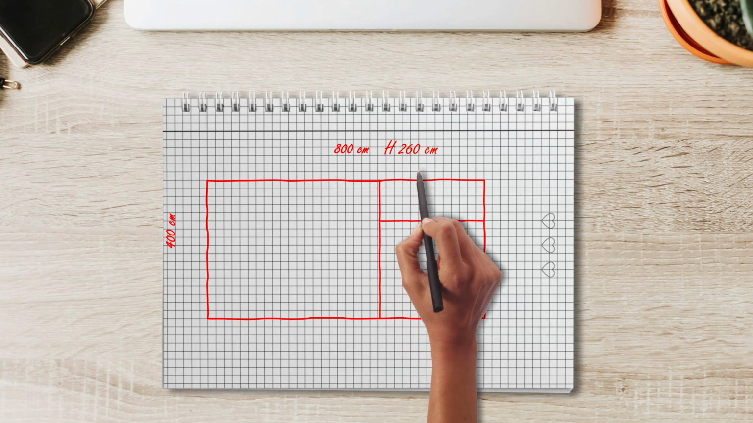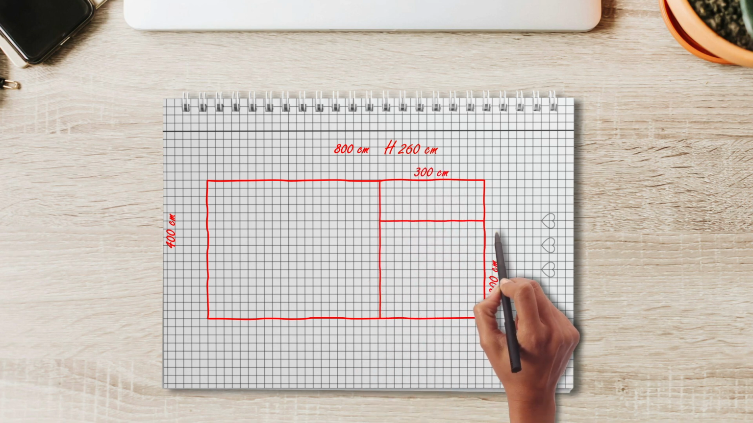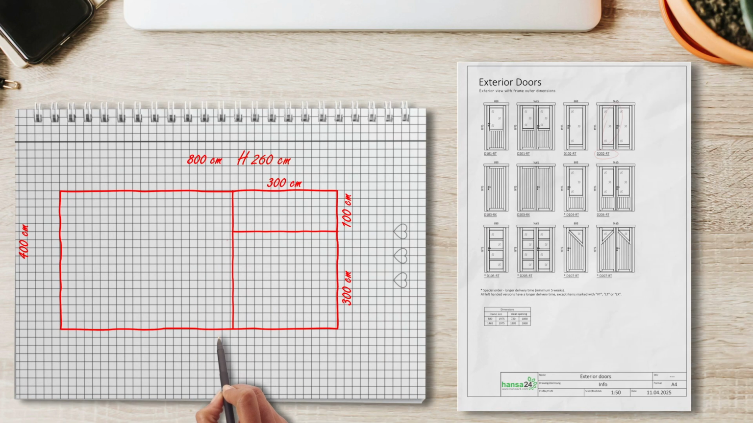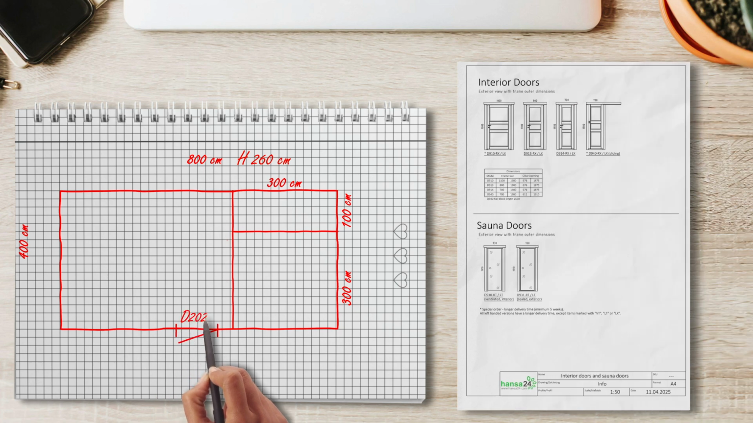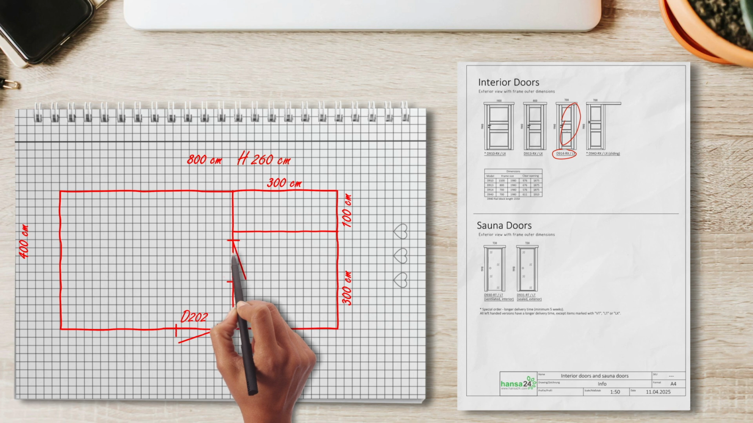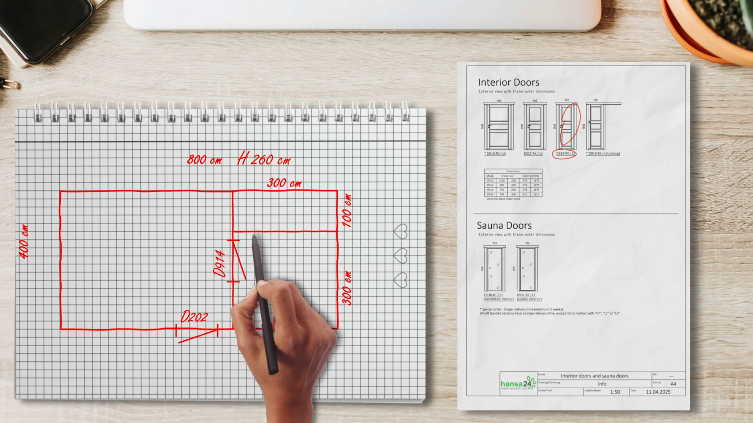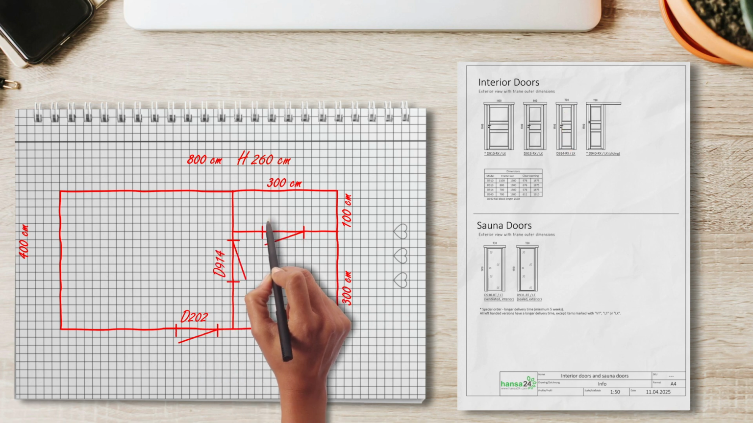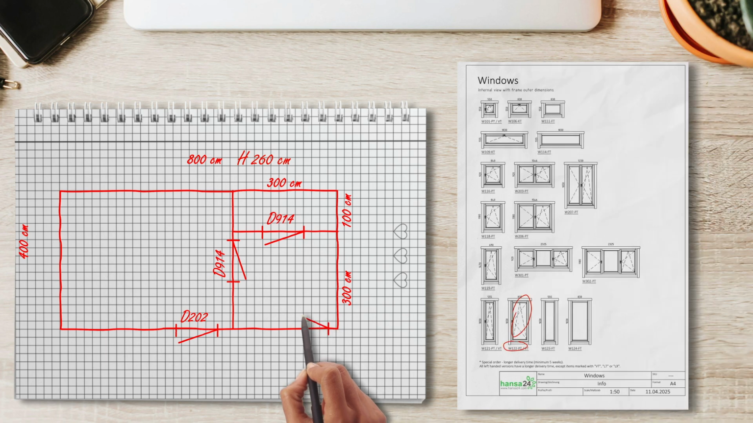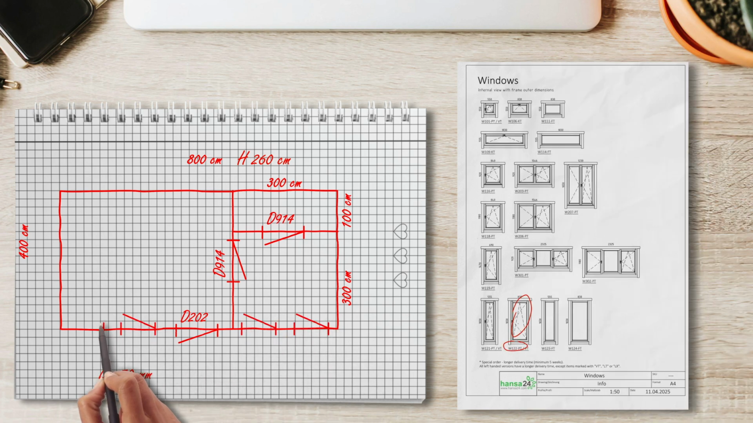First, the width, length, and height of your cabin. If your design includes internal rooms, sketch the layout of internal walls too. Then, mark the door and window positions, and include their codes. We'll send you our full selection so you can choose the perfect styles and sizes to suit your design.